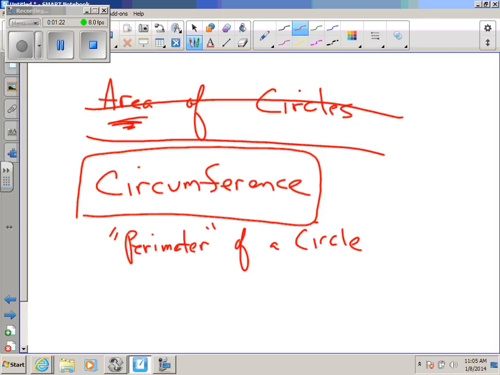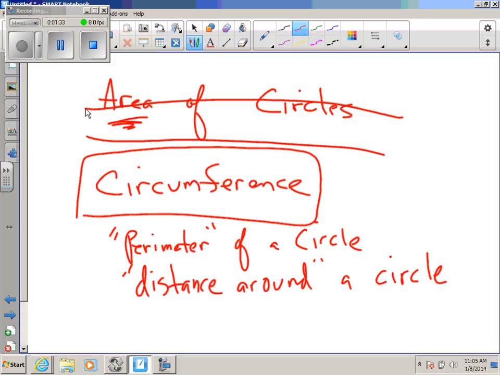Okay? Because we're going to measure today the distance around a circle. Okay, which is going to be a little bit different. They don't necessarily call it perimeter because it's not 100% the same as how we find the perimeter of a square. How would you find the perimeter of a square? In other words, how would you find the distance around a square?